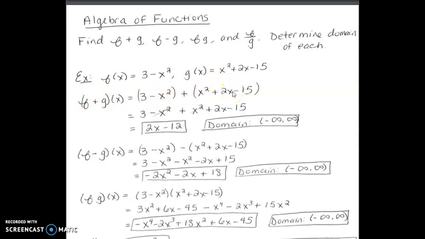So to find the sum f plus g of x, we simply take f of x and add g of x. Because we're just adding, we can remove our parentheses and then combine our like terms in this case. So the negative x squared would cancel out with the positive x squared. Otherwise, I would have the 2x, and then the 3 minus 15 would combine to be minus 12. So 2x minus 12. The domain is simply the domain of f intersected with the domain of g. This doesn't have any restrictions because there's no fractions or square roots. Neither does this. So our domain is just going to be all real numbers. Negative infinity to positive infinity.